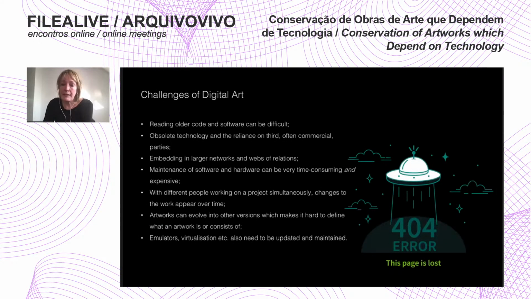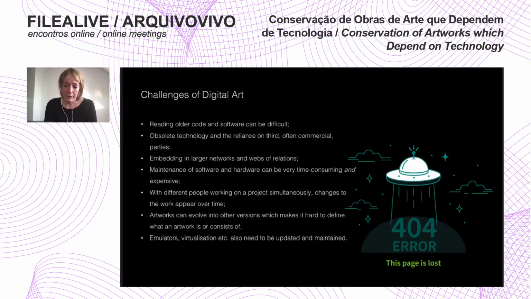So indeed, this recalls the challenges of digital art that we've been facing for some time now. To briefly summarize, as the reading of all the code and software can be difficult, the economy of obsolete technology and the reliance on third, often commercial parties, makes it hard to access hardware and software over time. Similarly, perhaps one thing is available, yet its embedding in larger networks and webs of relations poses additional challenges. The consequence is that maintenance of software and hardware can be very time-consuming and expensive. Digital art may be cheap to buy, it's another thing to keep it running.